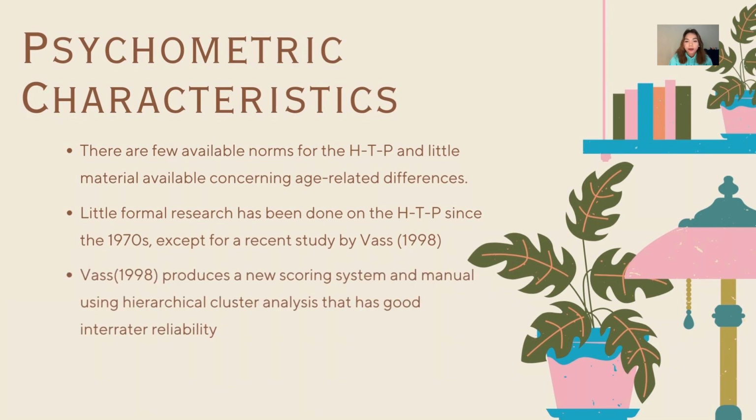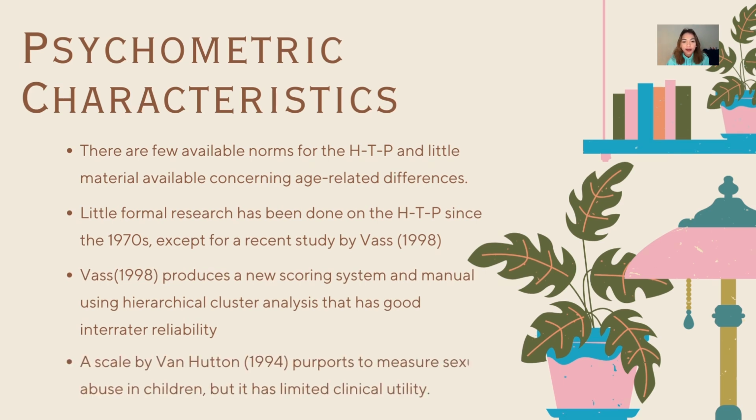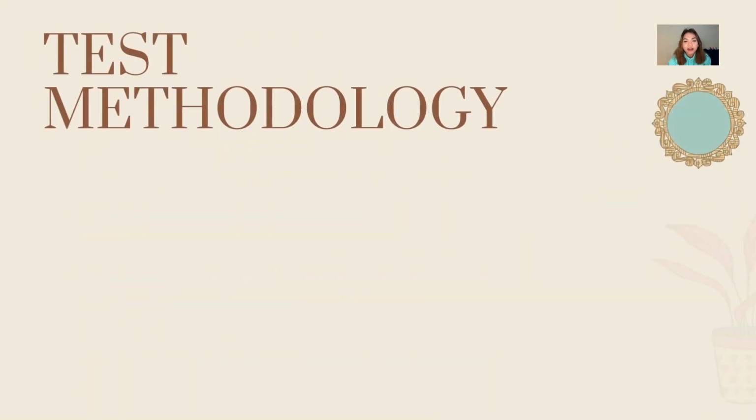Voss produced a new scoring system and manual using hierarchical cluster analysis that has good inter-rater reliability. And a scale by Van Houten purports to measure sexual abuse in children, but it has limited clinical utility. So the test methodology.